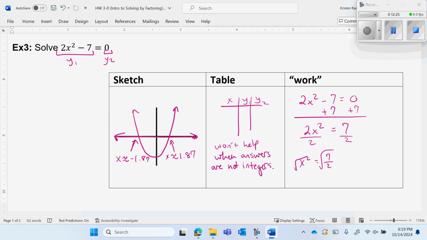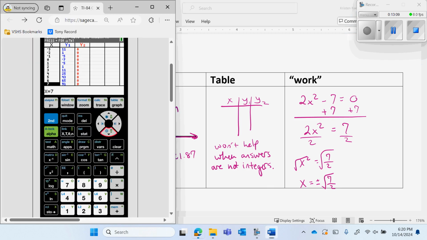Now, we do know that the radical and exponent cancel out. And on the right side, when you take the square root of a number, such as the square root of 9, well, 3 times 3 is 9, but negative 3 times negative 3 is also 9. So when you take the square root of something, it is actually plus or minus that value. So we don't have just the square root of 7 over 2, we have plus or minus the square root of 7 over 2. But that's not what we got in the calculator, right?